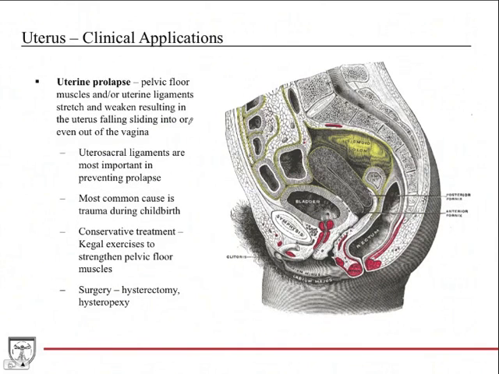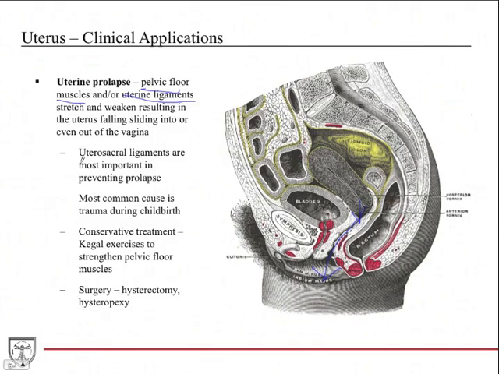Uterine prolapse. Now, this is when the pelvic floor, really the supporting structures of the uterus, either stretch or weaken. So that's the pelvic floor muscles that we talked about in the perineum lecture, or the uterine ligaments. Those stretch and weaken, and it results in the uterus essentially falling or sliding into, or even out of the vagina. So here's the uterus, and it'll slide, prolapse into the vagina, or it can even come all the way out.